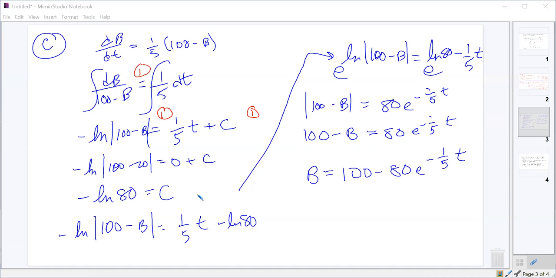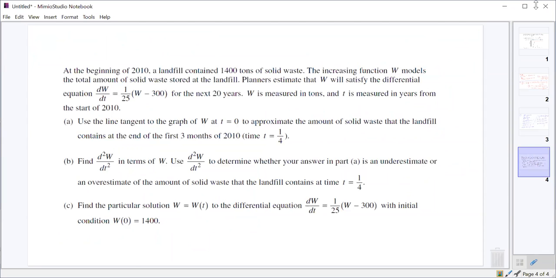And sorry, the fourth point was for finding your constant, and the fifth point was for solving for b. Any questions there? Everyone's good?